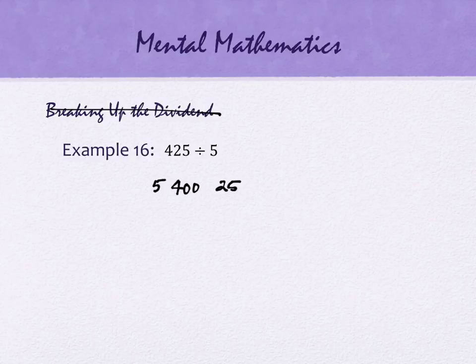The reason we did that is because those numbers are both very nicely, evenly, simply divided by 5. So what would 400, well let's just start with 40. What would the number 40 divided by 5 be? 8. So the 400 divided by 5 would be 80. And then 25 divided by 5 is 5, for a grand total of 85.